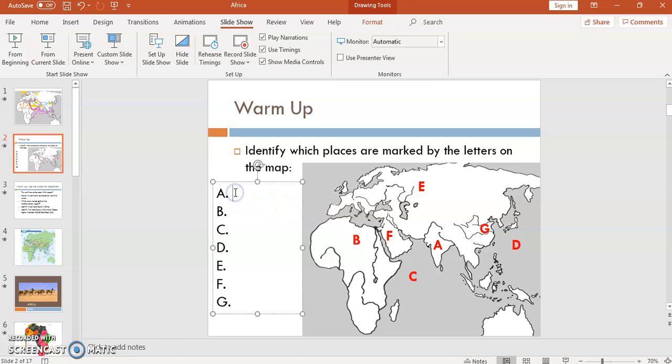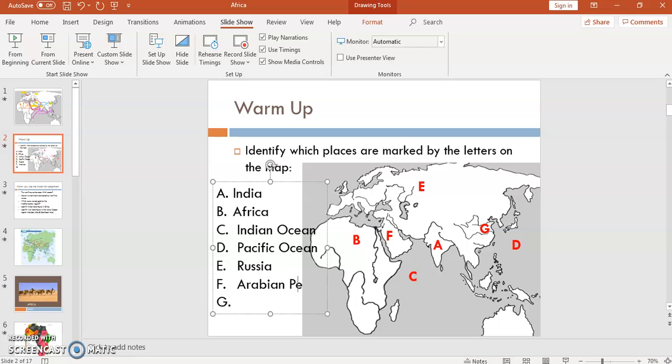So we can go over these. So letter A, that location, is India. Letter B, the location right here, that is Africa. Letter C, down here, that is the Indian Ocean. Letter D over here is the Pacific Ocean. Letter E to the north is Russia. And letter F here is the Arabian Peninsula. And letter G all the way over here in the east, that is China.